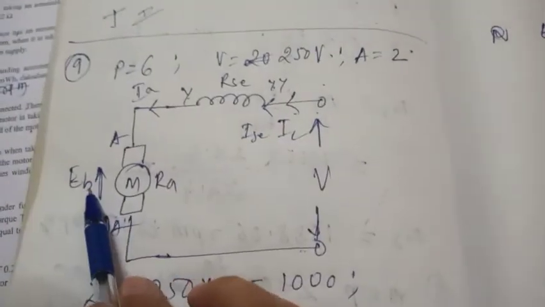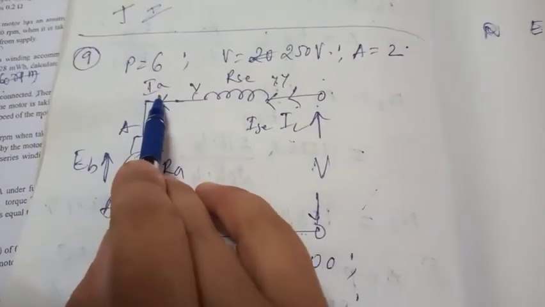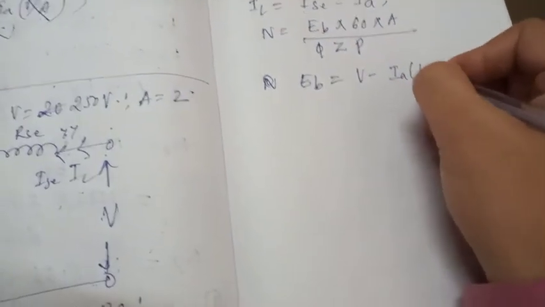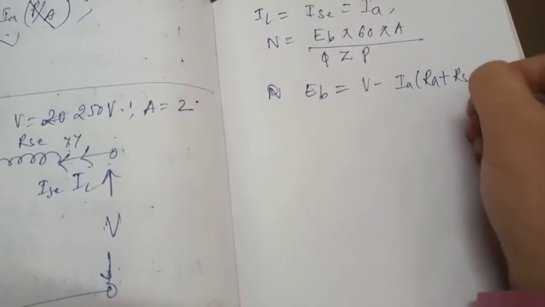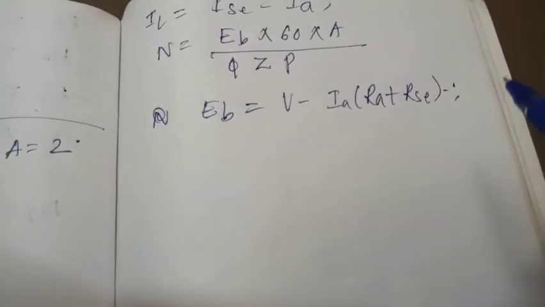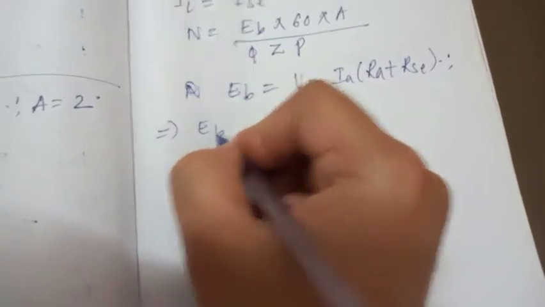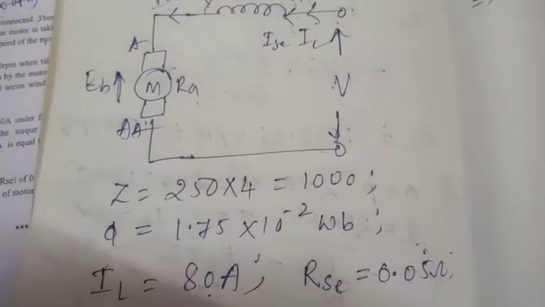So first I have to calculate the EB value. EB is equal to, for a series motor, V minus IA into RA plus RSE, minus BCD. But here the brush contact resistance drop is not mentioned, so please ignore it. If they have given the brush contact resistance drop, then you have to take it into account. What is the value of V? V they have given, 250 volt.